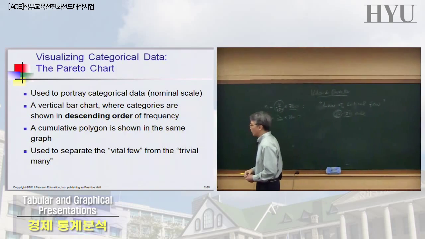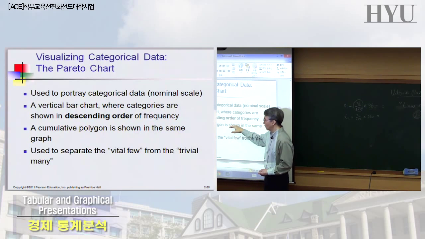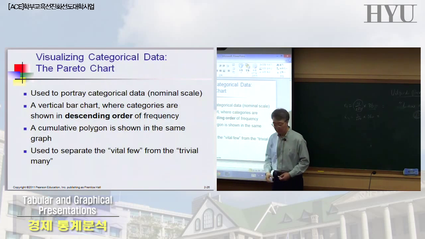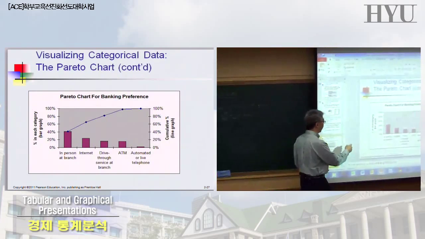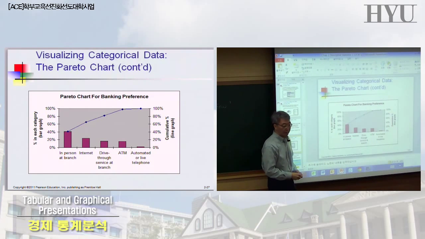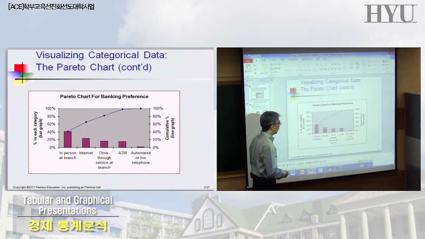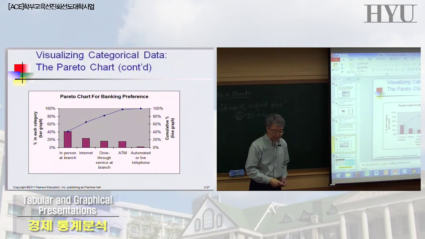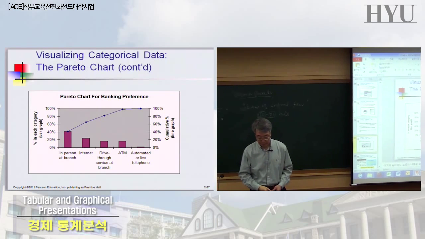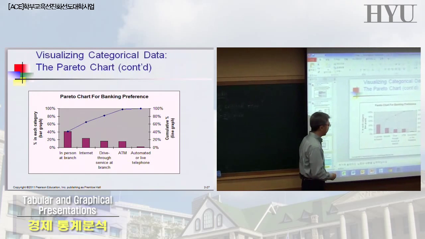So you create the bar chart in descending order, and then on top of that bar chart, we put a cumulative polygon. And this is what we call a cumulative polygon. Polygon is 다각형, right? So you can say line chart, or you can say polygon. From the same banking preference data, we can create this kind of Pareto chart.